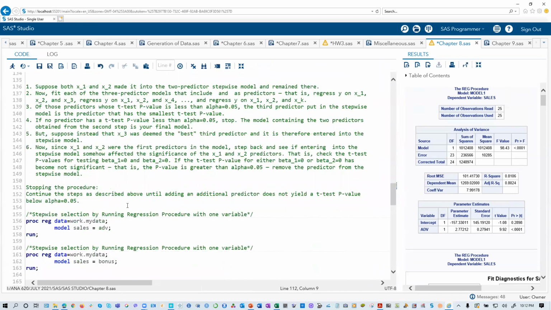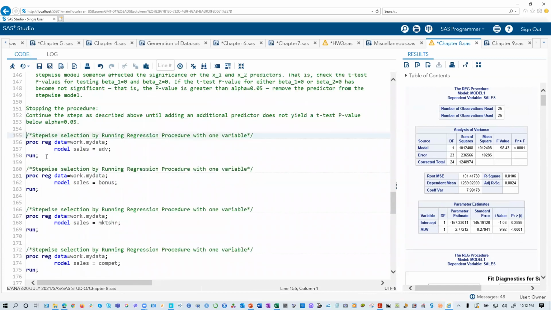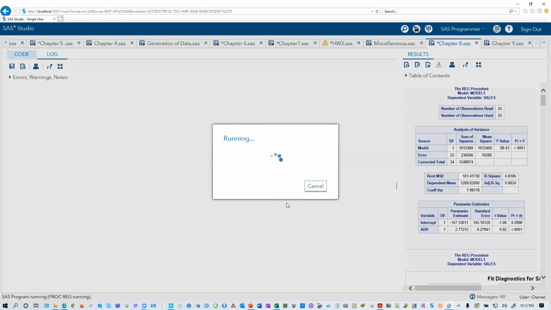See, this is what we're going to do. We ran this one, two at a time, and then see the p-values.